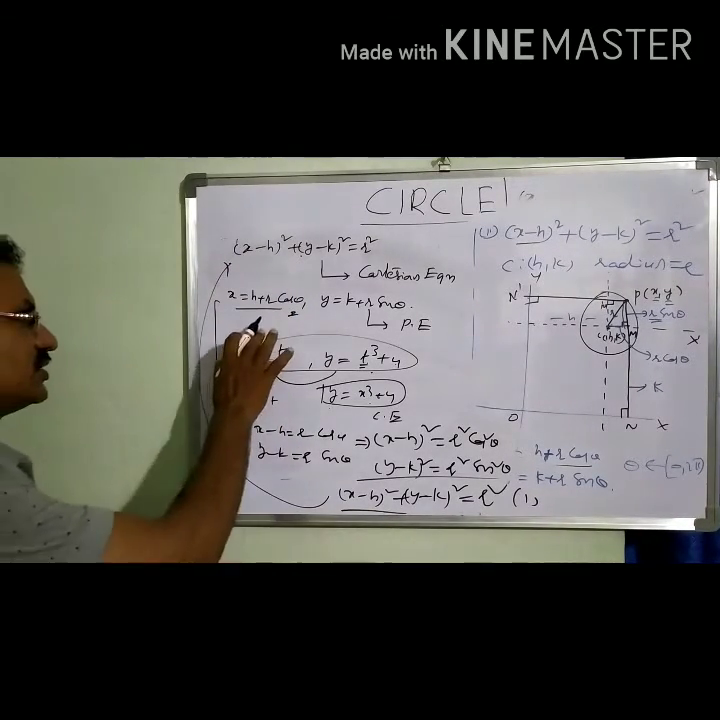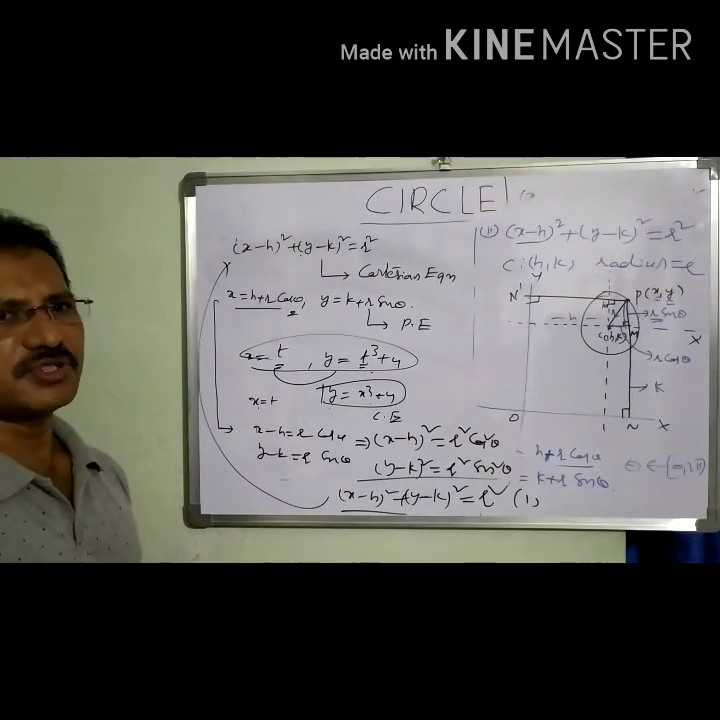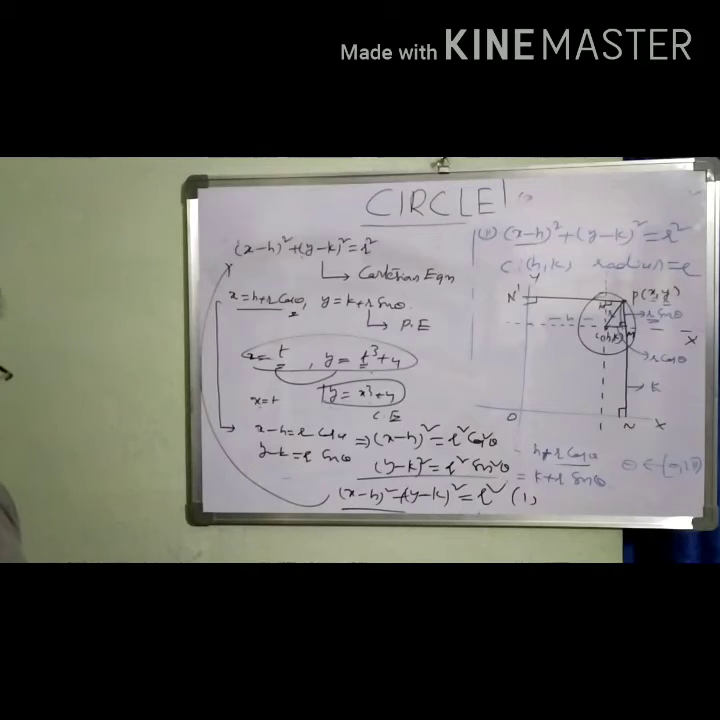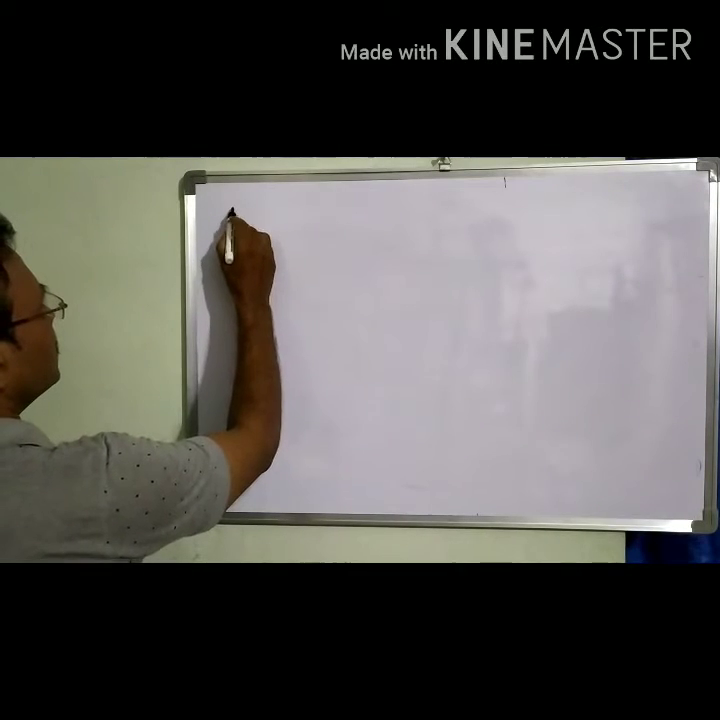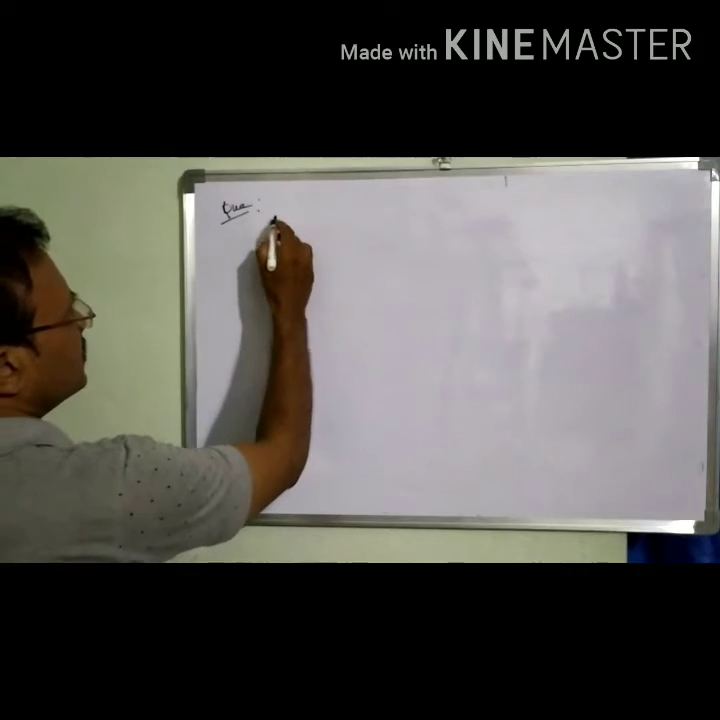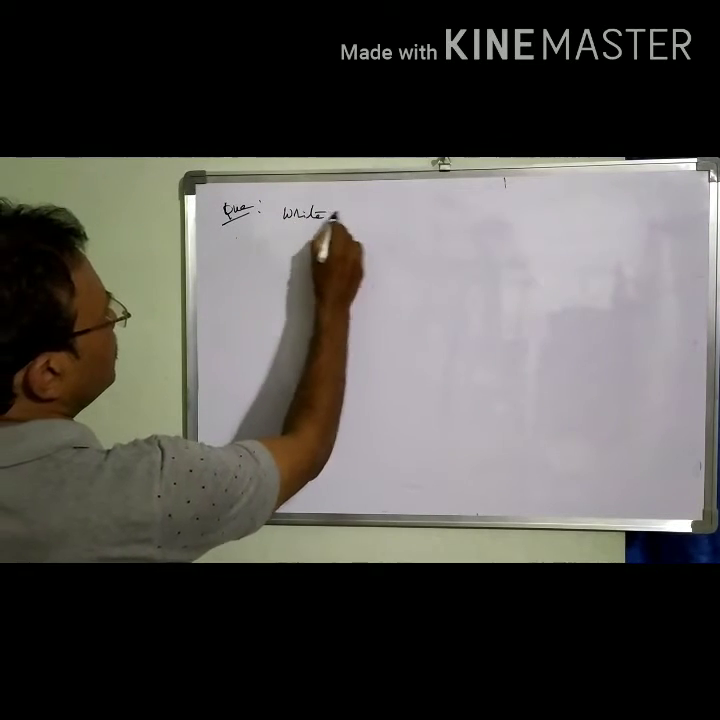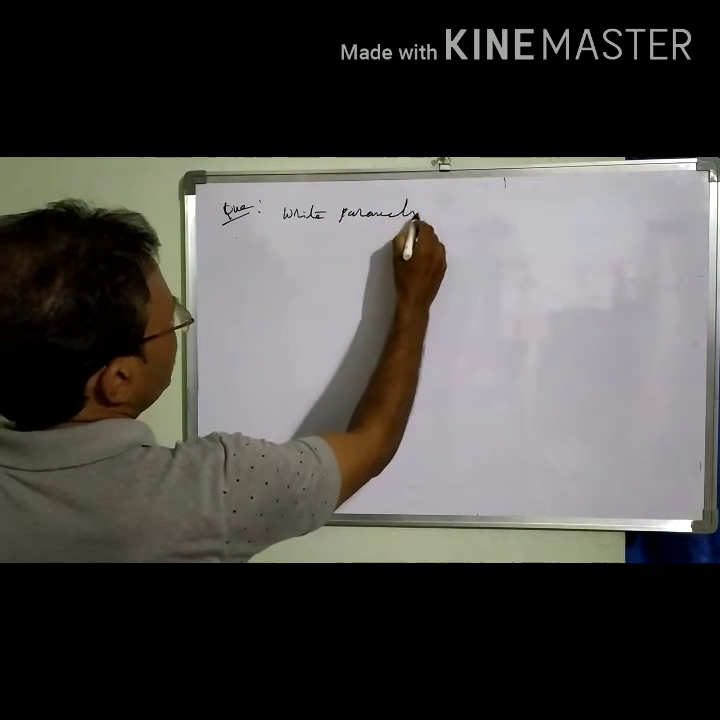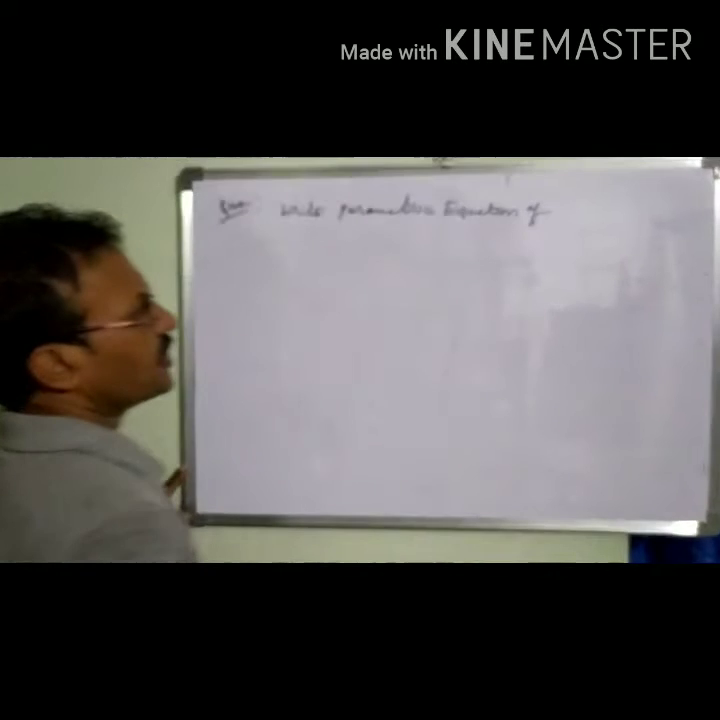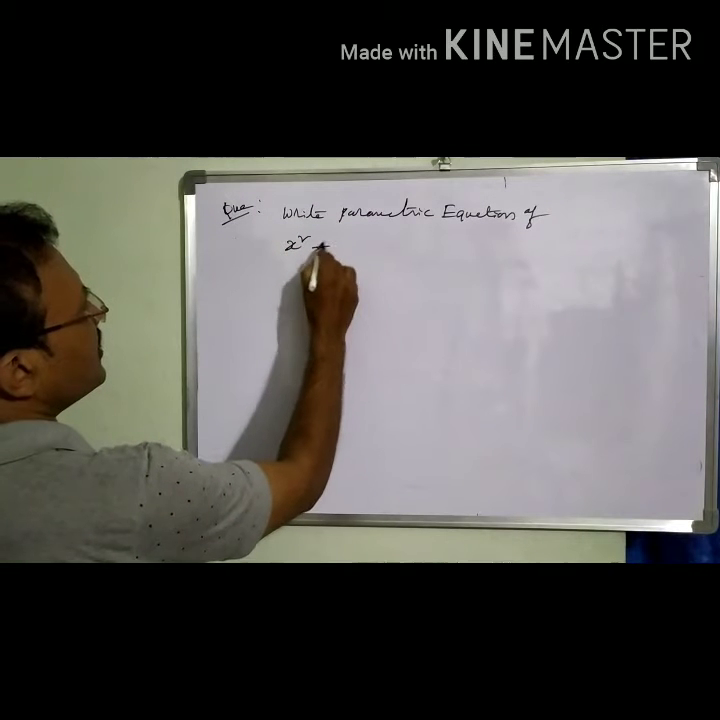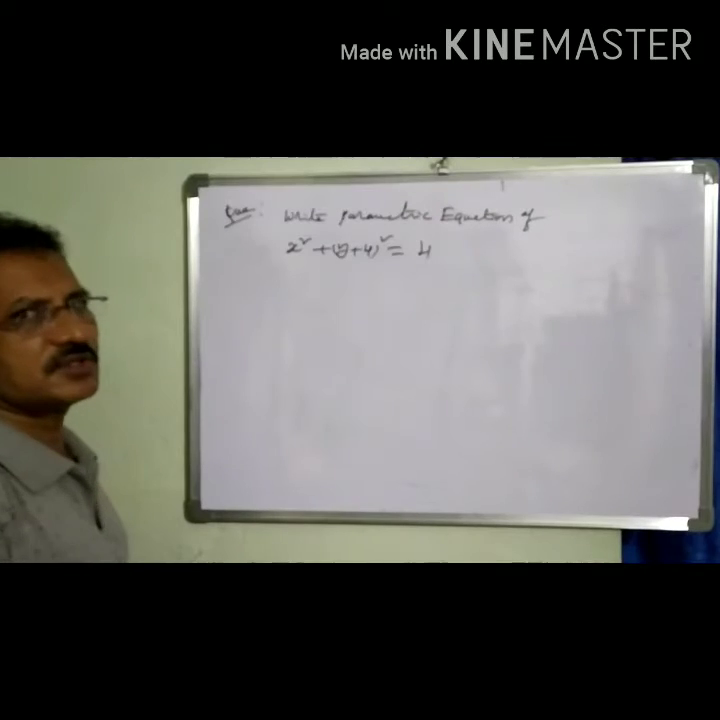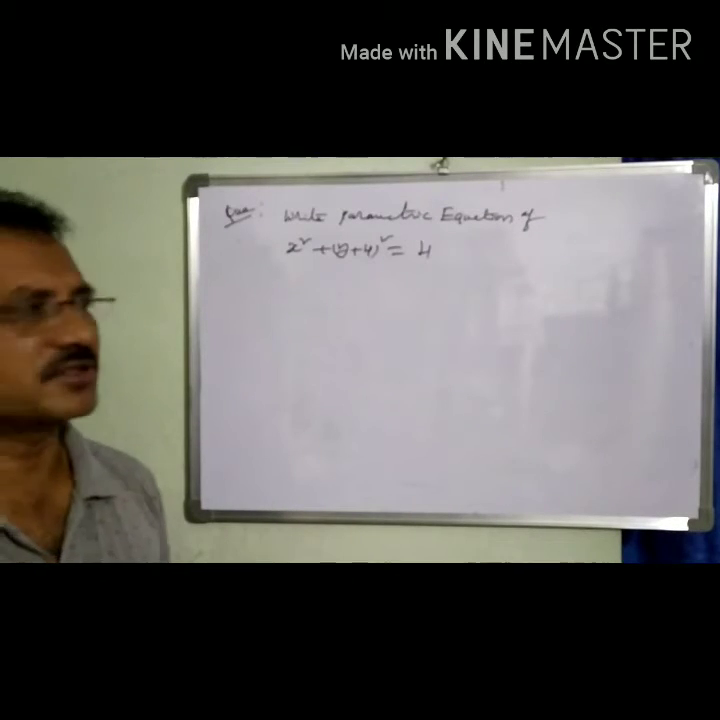From this, a parametric equation can be changed to a Cartesian equation, and from a Cartesian equation we can change into a parametric equation by suitable transformation. Equation of the circle. Alright, let us do one question based on this concept. Write the parametric equation of x square plus y plus 4 whole square is equal to 16. This circle we have to change into a parametric equation.